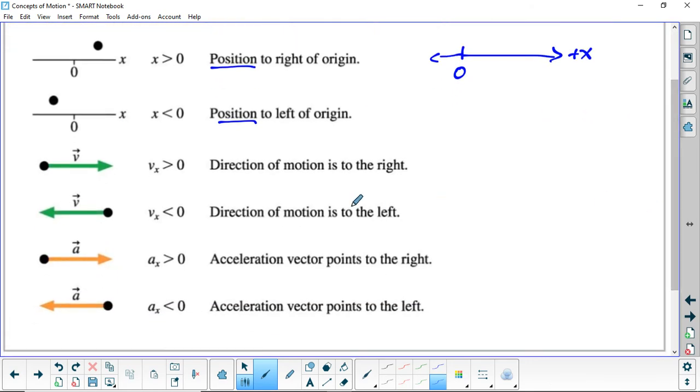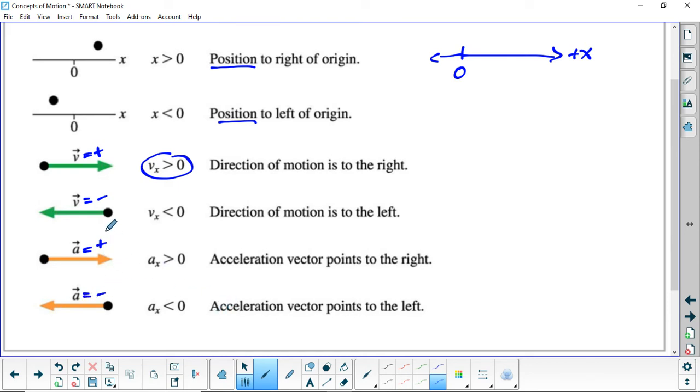For velocity, it doesn't matter where we're located on here. Velocity, anything going to the right, even if we're to the left of the origin, if we're headed towards the rightward direction, then we're going to be positive. This would be a velocity equals a positive number. If we're headed to the left, this equals a negative number. Acceleration, if we're headed to the right, it equals a positive number. If we're headed to the left, it equals a negative number.